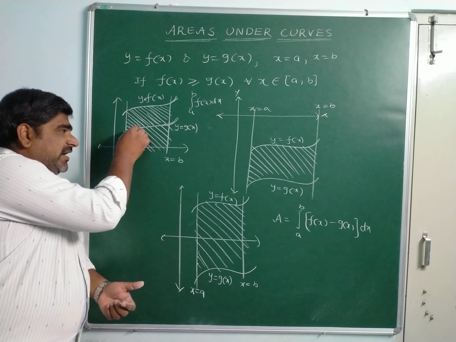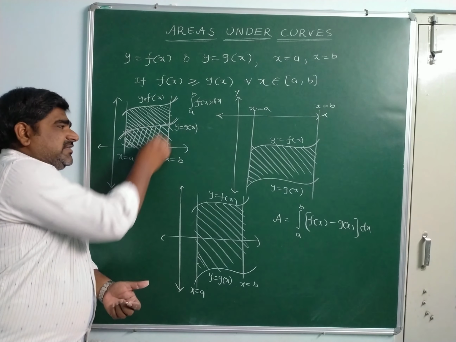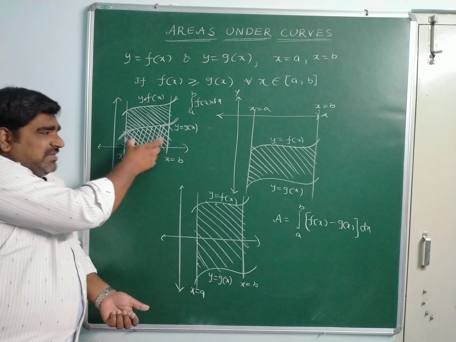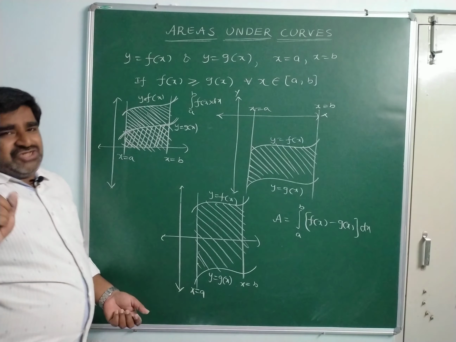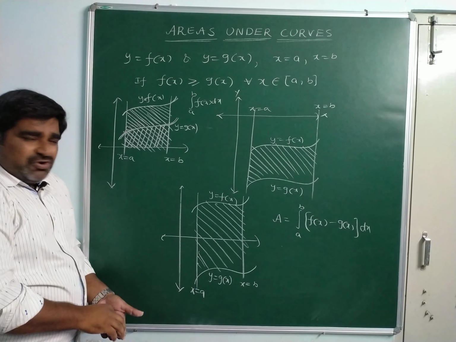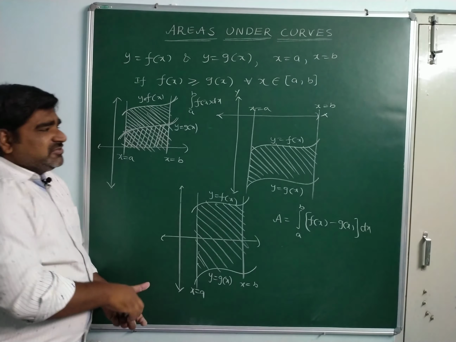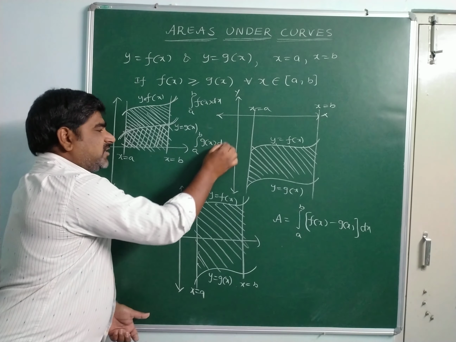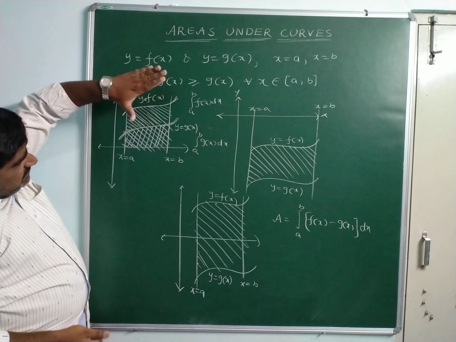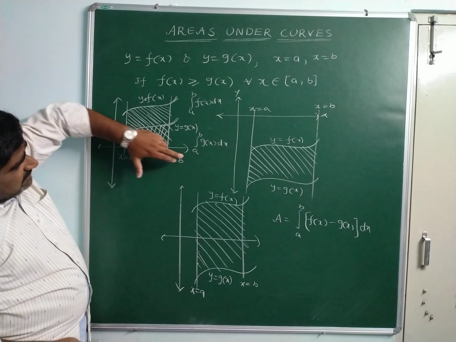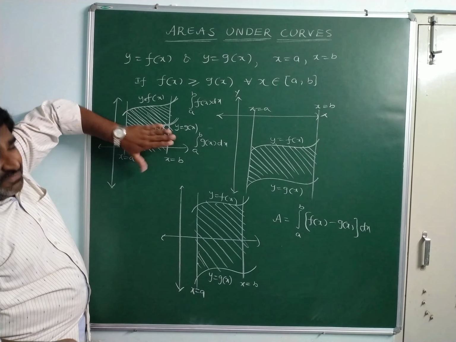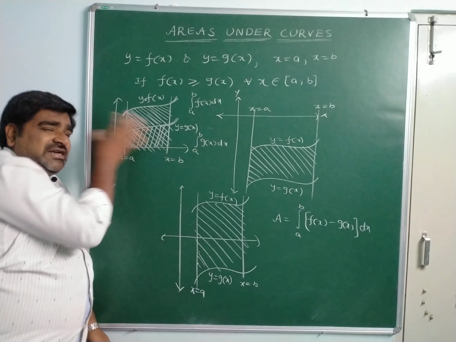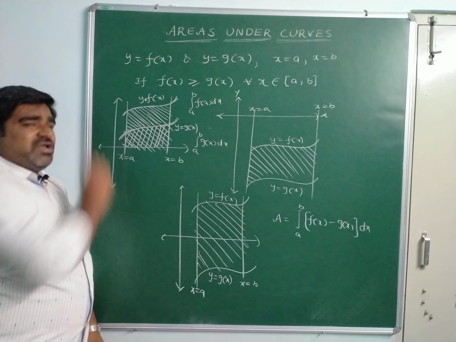So now see this part. This part is the area bounded by the curve y equals g of x between the lines x equals a and x equals b. So this region gives integral a to b g of x dx. So integral a to b f of x dx gives the total region, and integral a to b g of x dx gives this region. But I don't want the total region, I don't want this lower region. I want this region only.